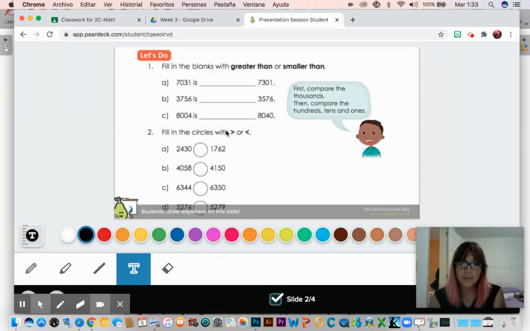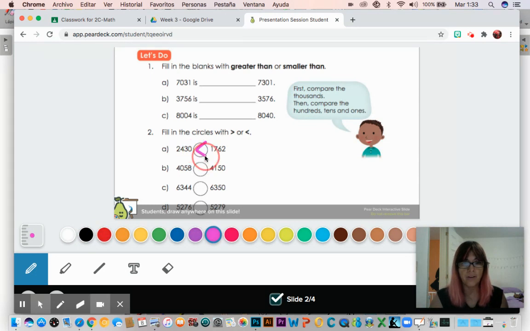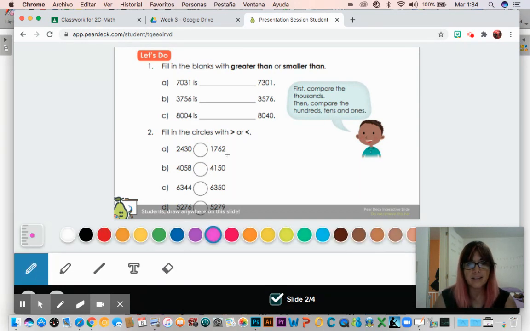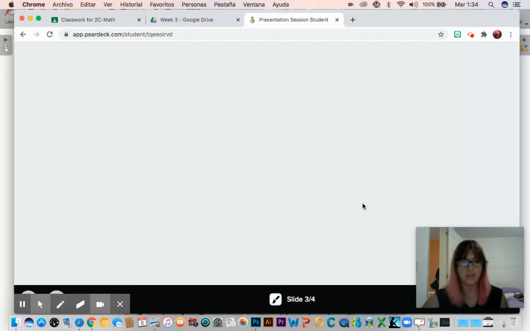Now here is your symbol. Remember, the big part goes to the big number. The little part goes to the little number. You can even change your colors and just make it. I am inventing the answers. Remember, I'm not going to tell you the answer. But it's the same thing that we just did, okay? Look at the thousands first, then the hundreds, then the tens, okay? To compare. Now, let's go to the next page.